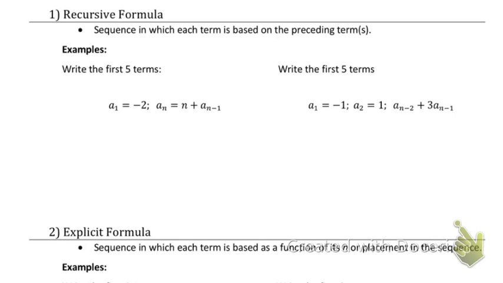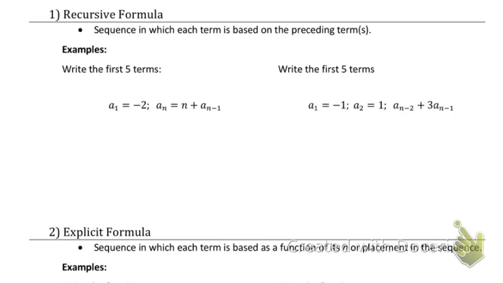Let's see some examples of that, though. So we have 2 ways to write a sequence. We have something called a recursive, and we have something called an explicit formula. You have already used explicit formulas almost every day in algebra. An explicit formula, which is right here, is kind of like y equals 3x. You could plug a number in, and you can figure out that answer.